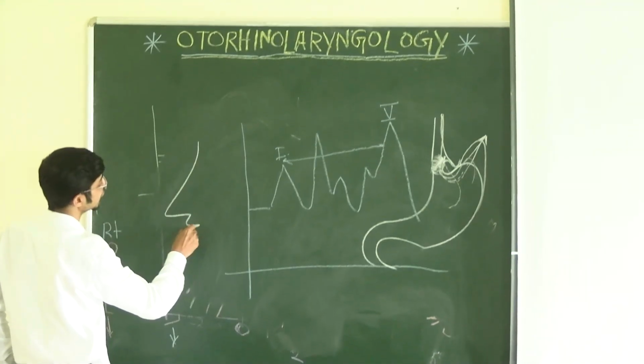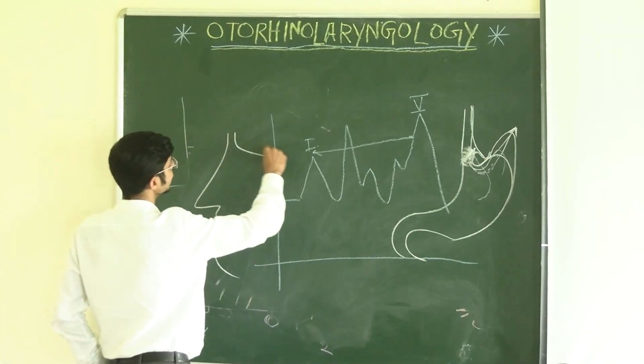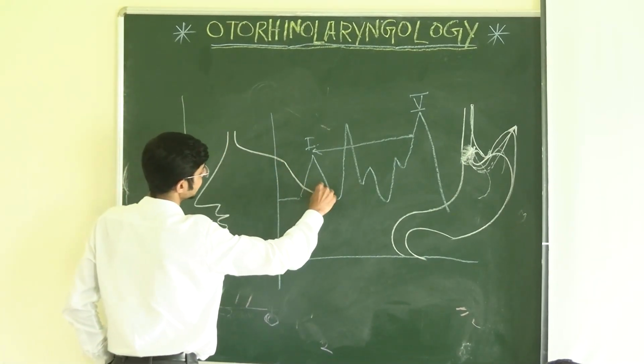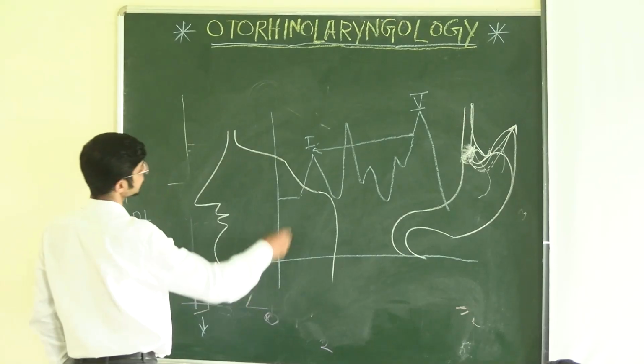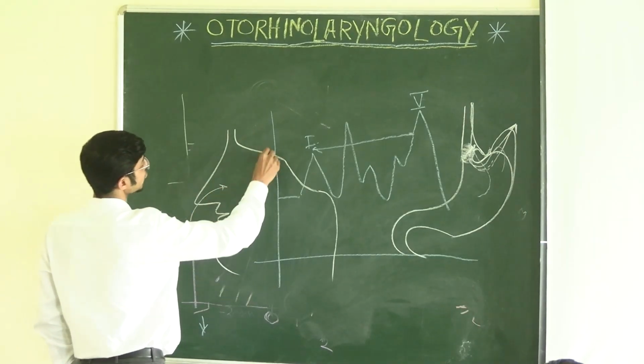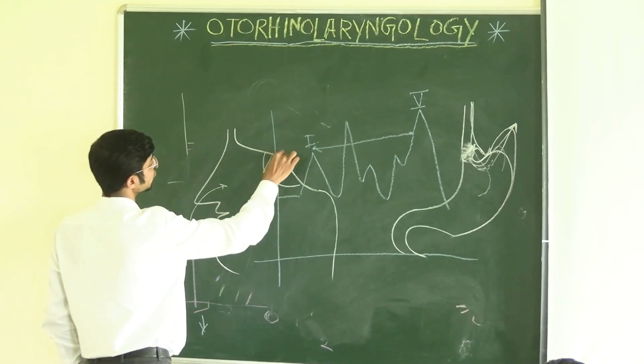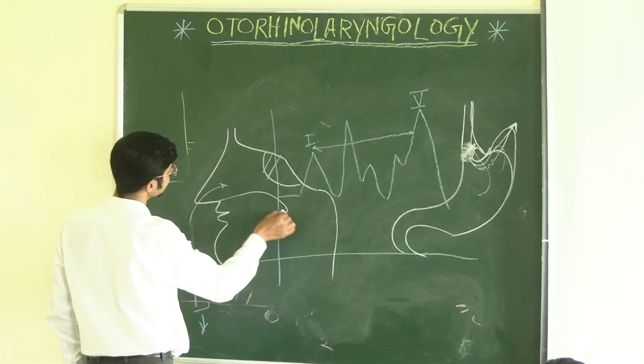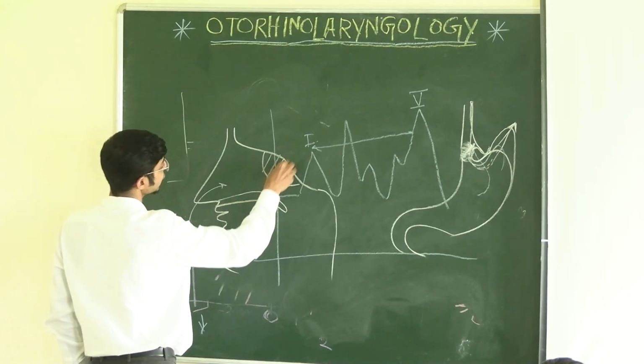So you have the nose here. So this is the skull base. The sphenoid sinus goes in like this. So this is the nose. So here lies the adenoid tissue. If we have the palate over here, lies the adenoid tissue.